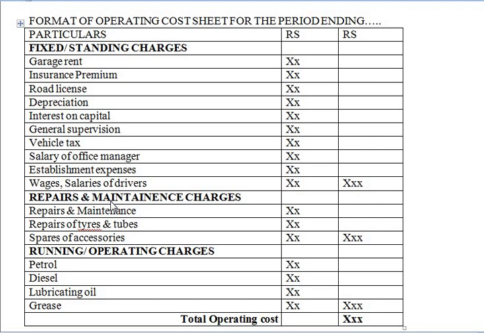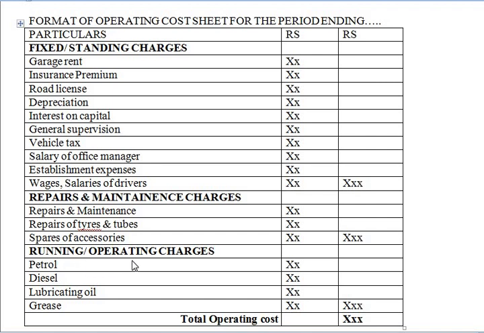Even if there is no transportation business, even if the buses are kept in the godown, the expenses will still be incurred. So such expenses will be called fixed charges. The second part is repairs and maintenance charges: repairs of tires and tubes, then spares of accessories. So these are repairs and maintenance expenses.